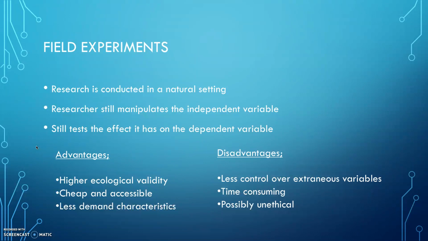And some cons are that there is less control over extraneous variables because it's not in a highly controlled environment. This would therefore lead to a lack of internal validity, making the experiment less replicable. Secondly, they're very time consuming, as you'd have to set up all of the equipment beforehand and then dismantle it at the end. And then finally, they could possibly be unethical due to the fact that sometimes participants don't know they're being observed, which makes it unethical as they didn't give their consent before the experiment, so they didn't know if they actually wanted to be filmed or not.